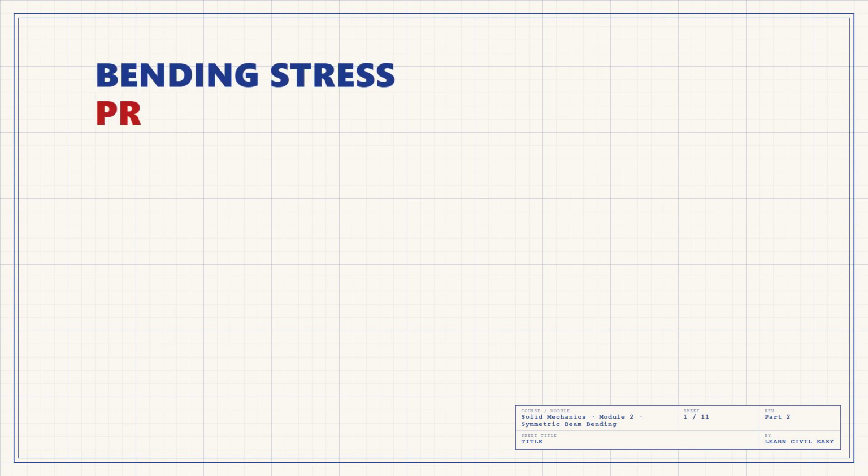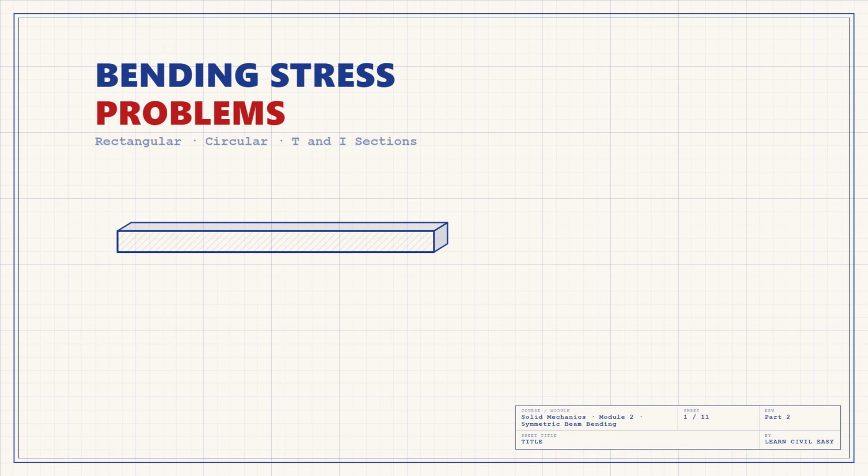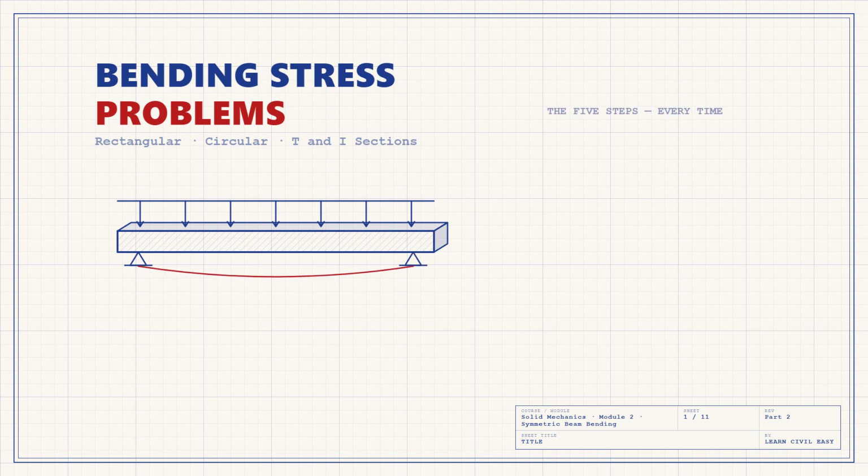In part 1, we built the bending equation and we met the section modulus. Now we use them. This film is nothing but worked problems, the kind your paper actually asks, and you should have a pen in your hand. Here is the good news before we start.